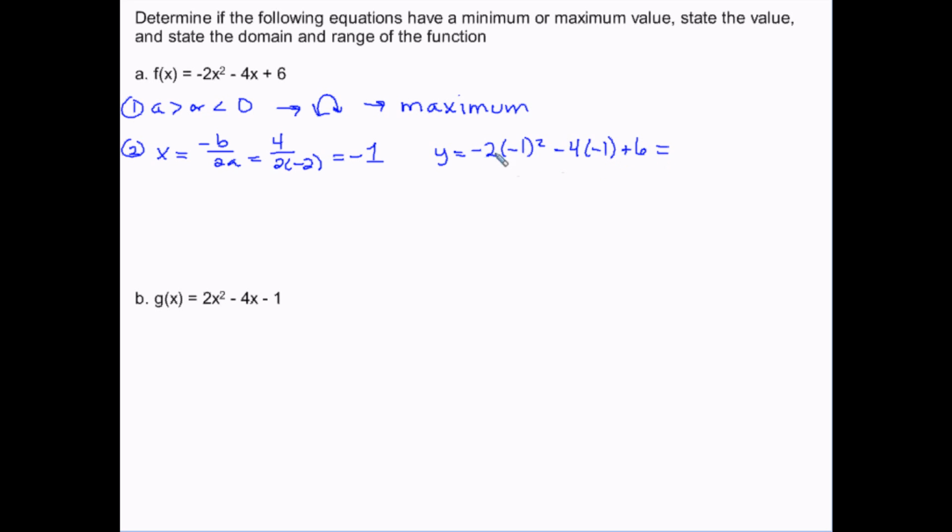So I have negative 2 times positive 1, so negative 2 plus 4 is 2, plus 6 is 10. So my maximum is 10. And finally, my domain and my range. My domain on a quadratic is all real numbers. My range, in this case, since I have a maximum, is less than or equal to that maximum, 10.